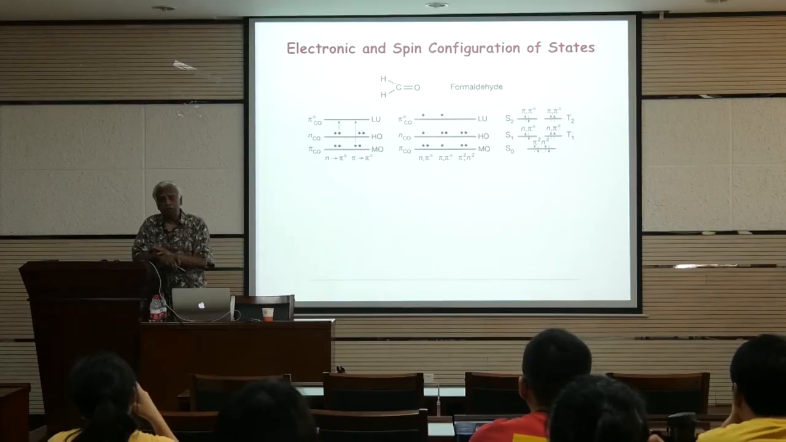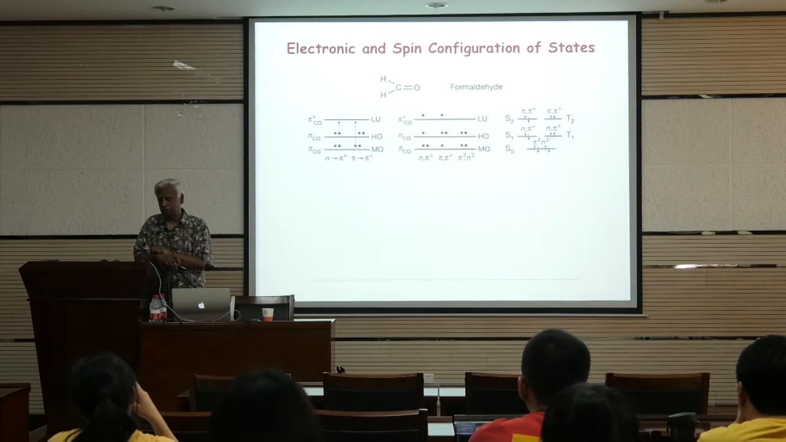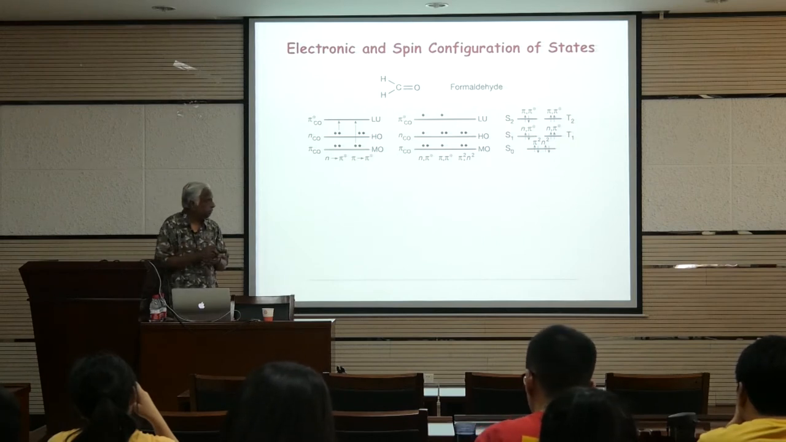But for aromatic molecules, there is only pi to pi star, there is no n to pi star. Because n means non-bonding orbitals. Only atoms like oxygen, nitrogen, sulfur, they all have non-bonding orbitals. Other ones, they don't have, okay? Now, so this is for the formaldehyde. Formaldehyde, as I already mentioned, it has got a lone pair. That is, there are two electrons here and two electrons here.